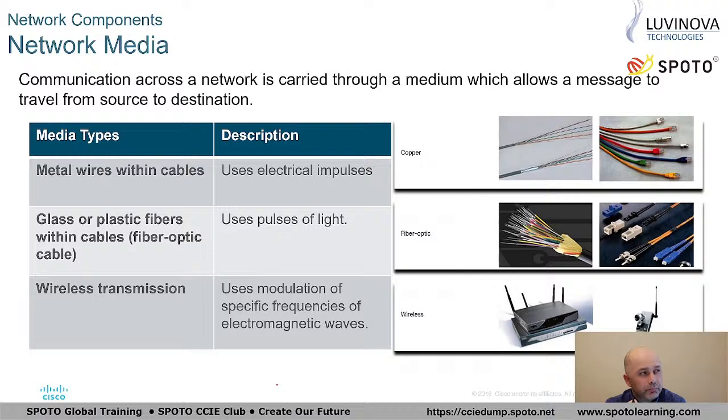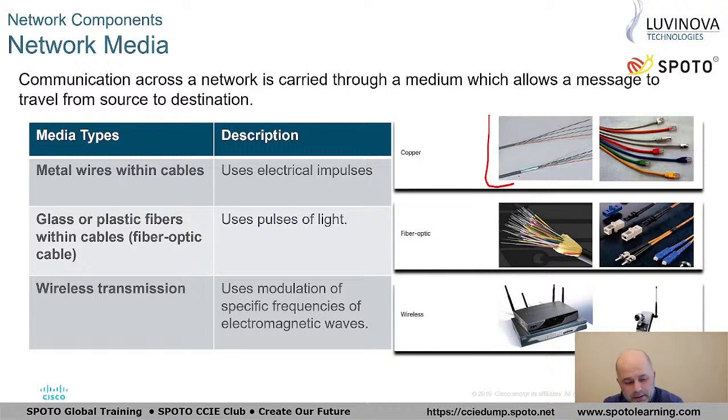Also, we could stand with those three for now. So cables, which is wired, copper cables, wireless, fiber optics, and what those cables are made of. So media types: metal wires within a cable use electrical pulses. So those are cables here. We're going to talk about more in details later.